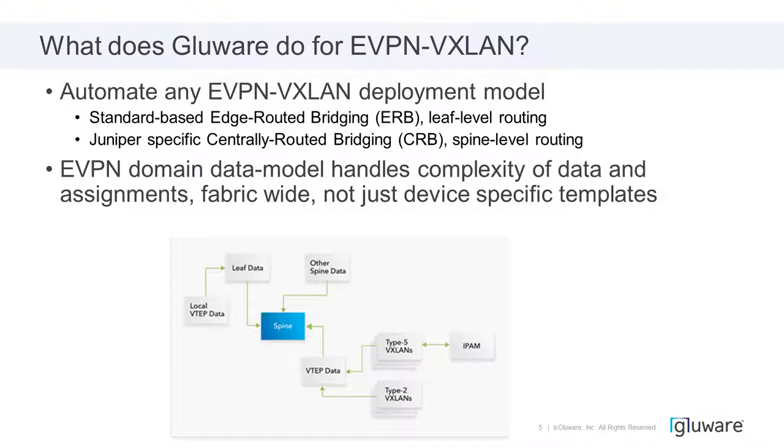So the summary out of this slide is that Gluware, through the use of an EVPN domain data model, is able to maintain a data model and a source of truth to handle a lot of the complexities required for your underlay, your overlay, your tenant VLAN, your tenant VRF. And we can handle the addition of a VLAN or the addition of a leaf node or spine node and dynamically collect all the variables and data needed to do that provisioning seamlessly.